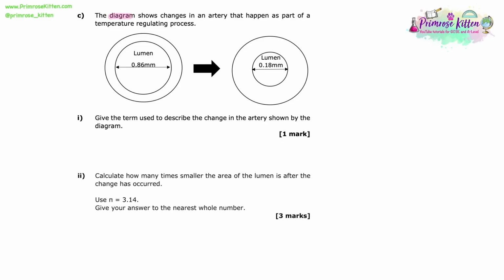The diagram shows changes in an artery that happen as part of a temperature regulating process. We've gone from having 0.86 millimeters as the lumen to having 0.18 millimeters as the lumen. So the lumen is getting narrower. As part of the temperature regulating processes, which bits of temperature regulation do we know involve blood vessels? Because that's what this question is going to be about.